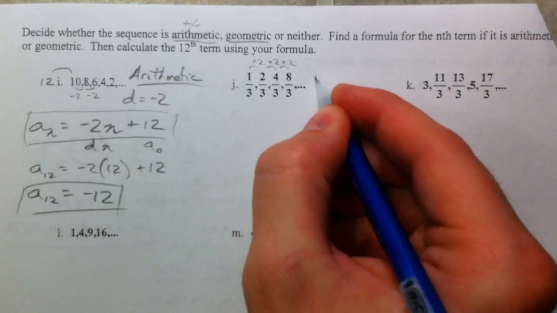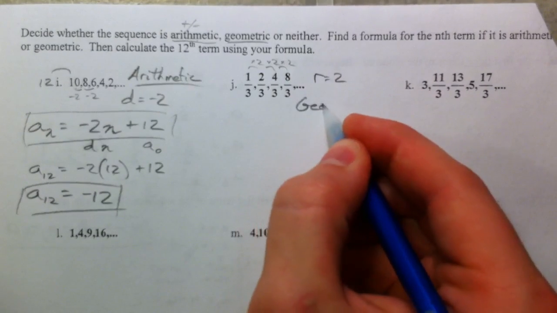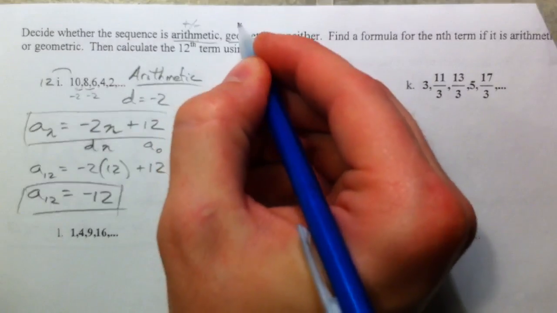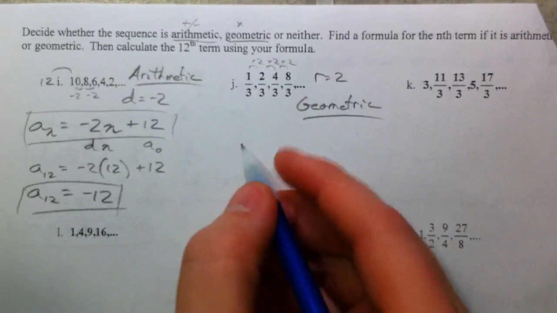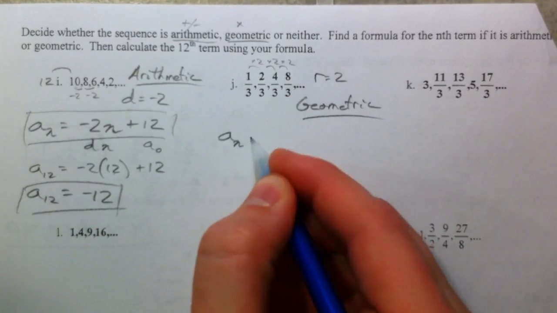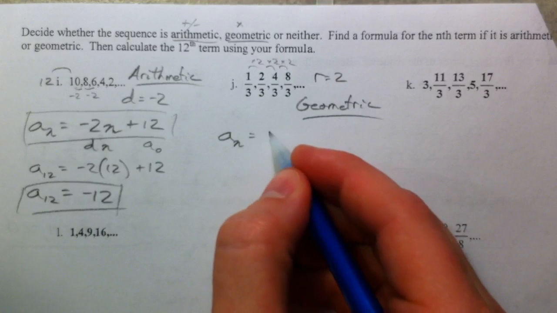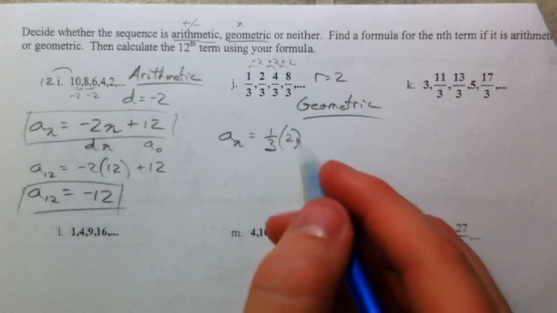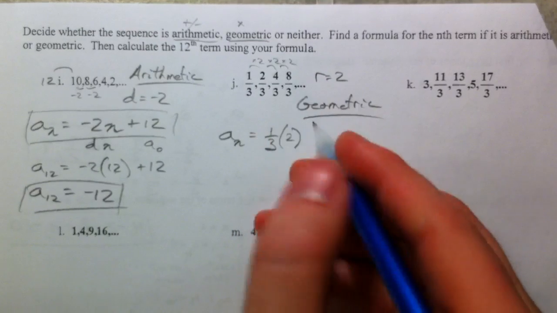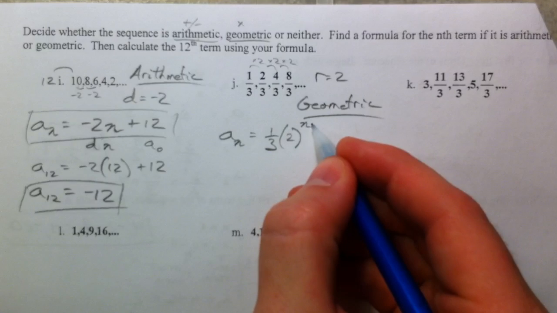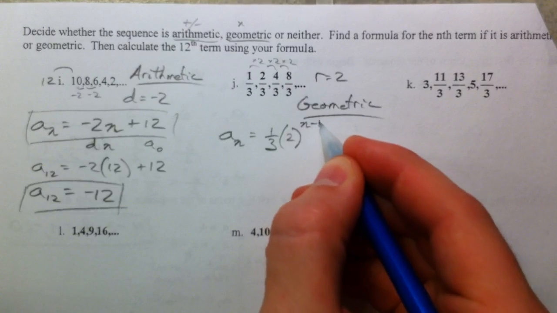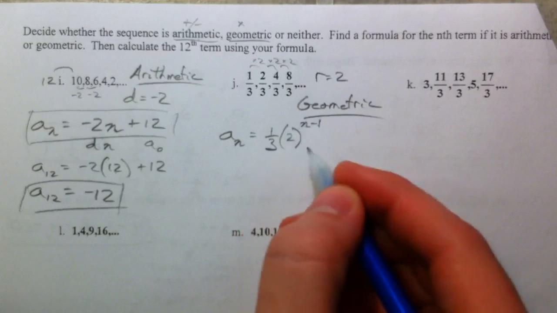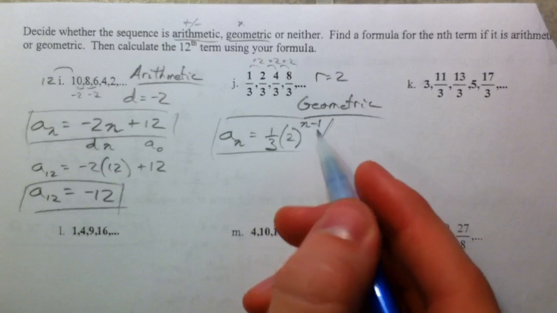So our r equals 2, and this is a geometric sequence because we're multiplying the same thing each time. So, kind of like we did on an earlier problem, we're going to use our 1/3 as our starting spot, and we're going to multiply by 2 each time. When we repeatedly multiply by 2, we get exponents. And then we don't want to multiply by 2 the first time because we want to get 1/3. So I'm going to subtract 1 the first time so that this 2 is not multiplied. And there's our nth term equation.